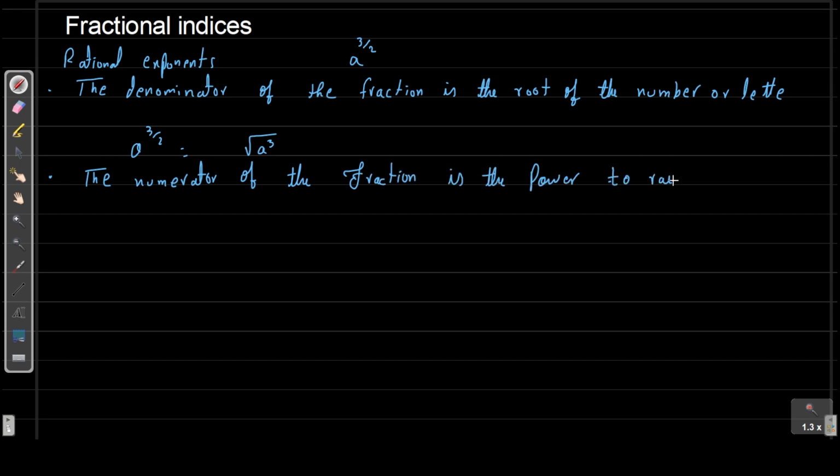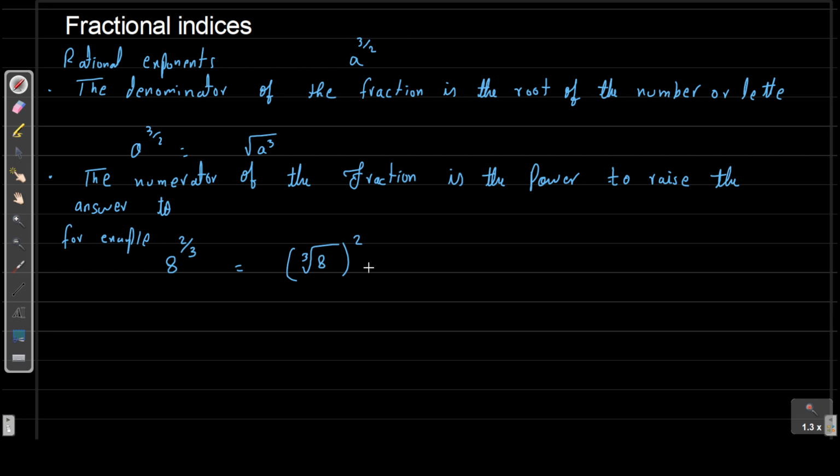For instance, we have an example. If we have a base number 8 that has been raised to the fractional power 2 by 3, the base is 8 and the power is 2 by 3. According to the previous rule, the denominator is 3, so this gives us the cube root of 8, and 2 is the power of the cube root of 8. So I can write down the cube root of 8, whole to the power 2.